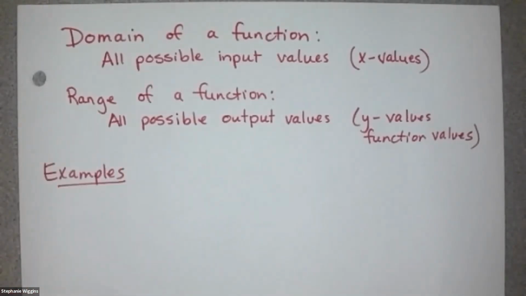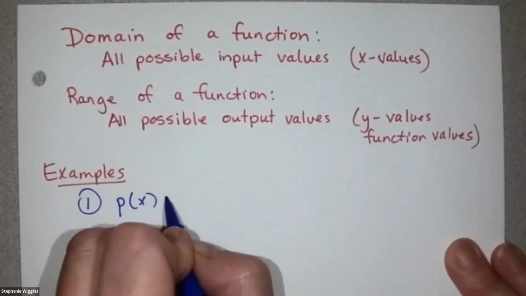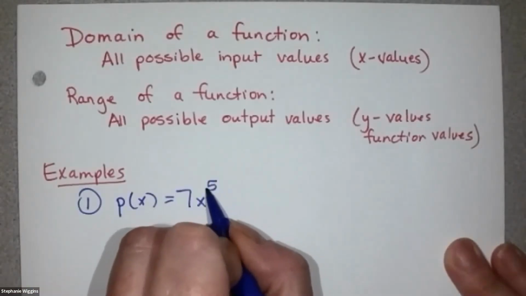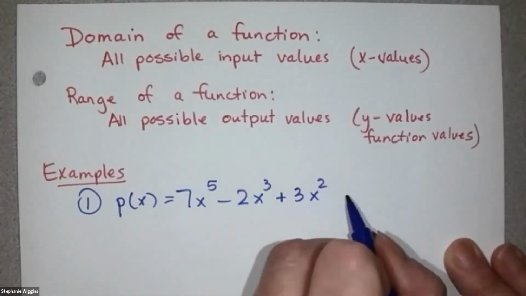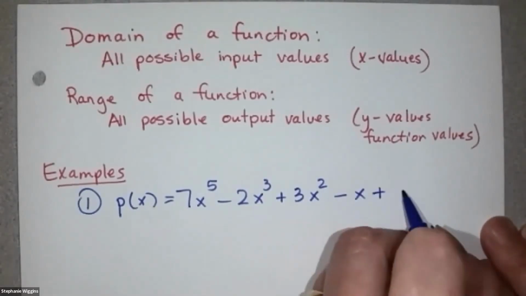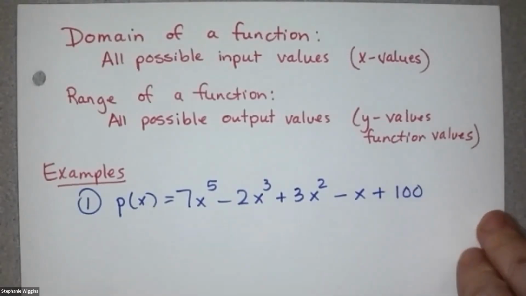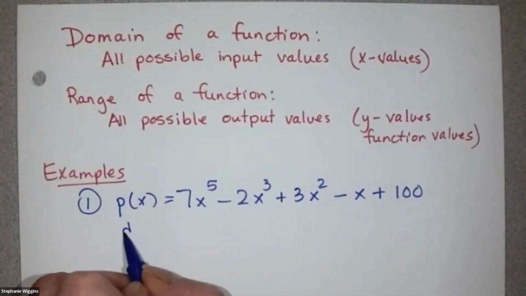Okay, so for example, P of x equals 7x to the 5th minus 2x cubed plus 3x squared minus x plus 100. Okay? This is a polynomial. It's a collection of powers on x, which are added or subtracted and multiplied by coefficients. So anything in that form is a polynomial, and the domain is always all real numbers. Okay? Standing alone.